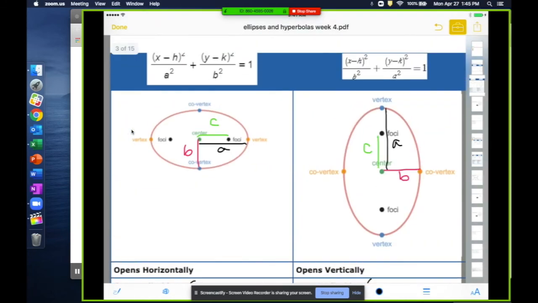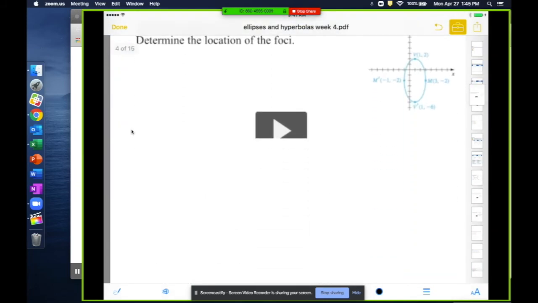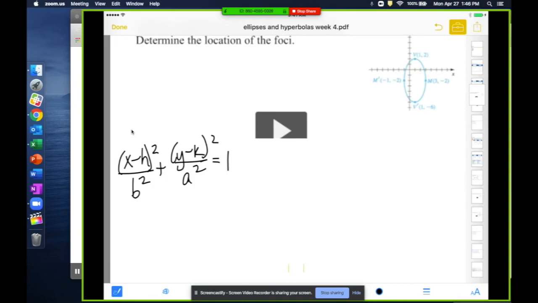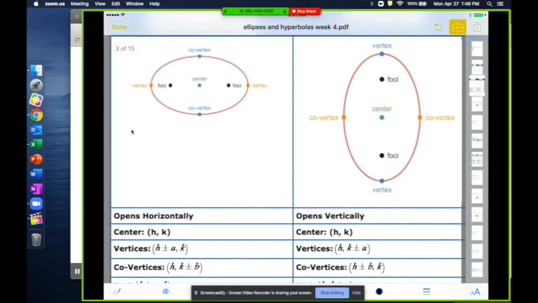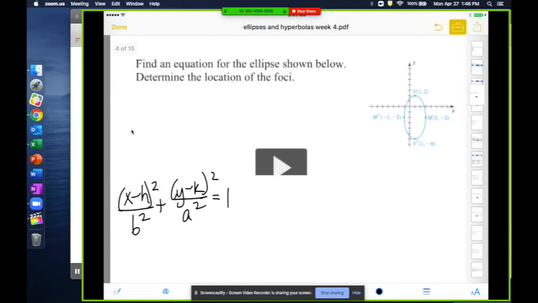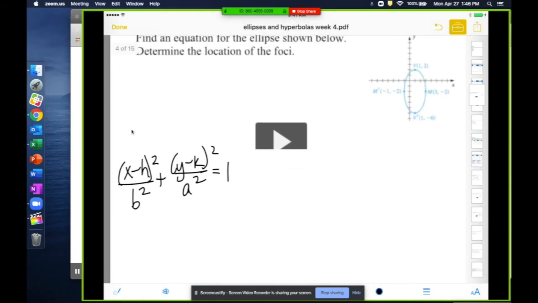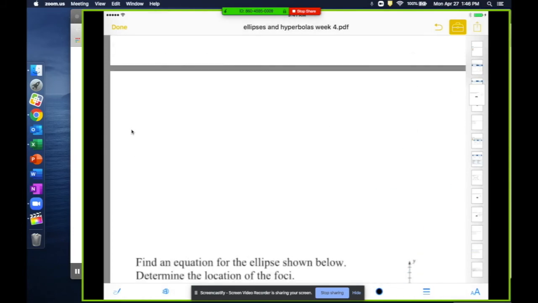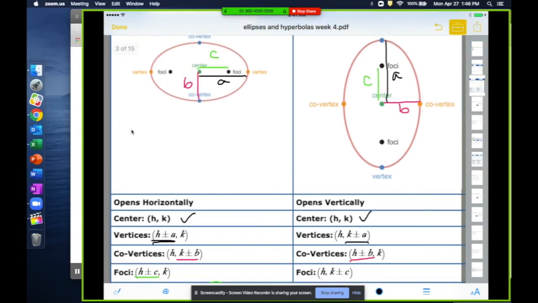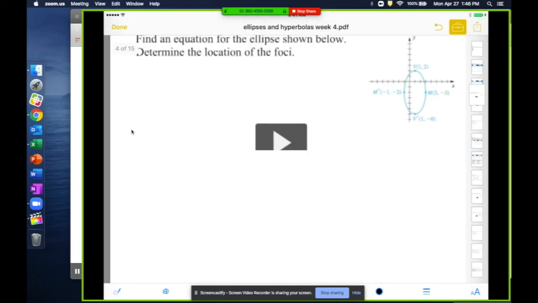Our major axis, I guess if we want to use vocab, is up and down, so it's going to be vertical. That means I want to use the equation (x minus h) squared over b squared, and then (y minus k) squared over a squared equals 1. A little trick to identifying whether it's a horizontal or a vertical ellipse is to look at your a squared value, the largest value of the two. It's going to be vertical if it's under the (y minus k) squared. It's going to be horizontal if it's under the (x minus h) squared.